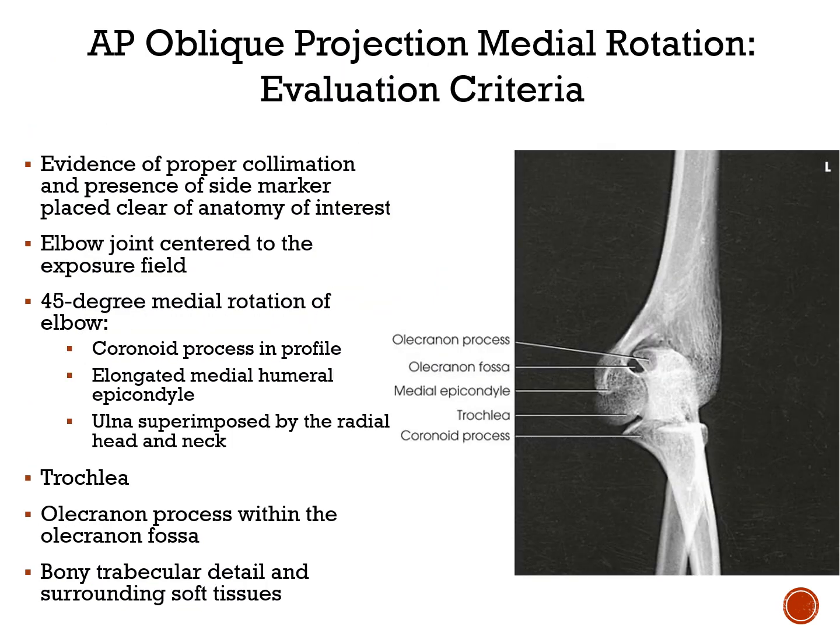So we're looking here at the bunny view. In the bunny view, here's the mouth of the bunny down here, open. Here's the nose of the bunny. I guess we could make our own little ears up here. And there's the eye of the bunny. So anyway, the lower open part of the mouth is the coronoid process. So the coronoid process is in profile. We have an elongated medial epicondyle, and our ulna is superimposed by the radial head and neck. And we can visualize the trochlea, shown here.